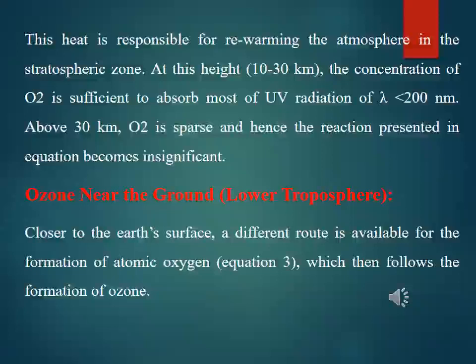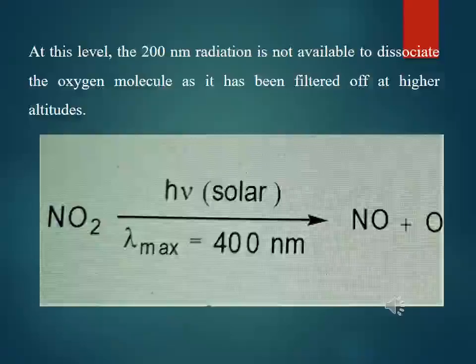Closer to the Earth's surface, a different route is available for the formation of atomic oxygen, which then follows the formation of ozone. As I told you earlier, near the ground level, different routes are available for the formation of atomic oxygen, which later on reacts with the oxygen molecule to form ozone, O3.